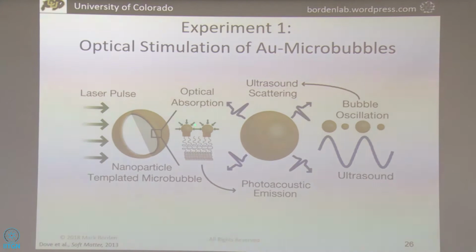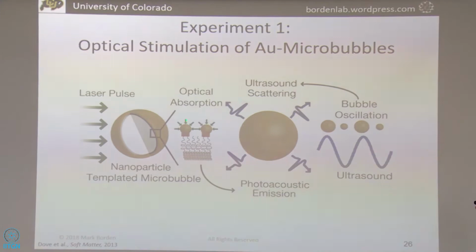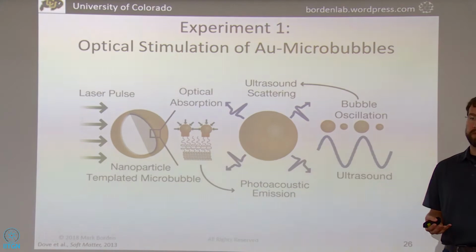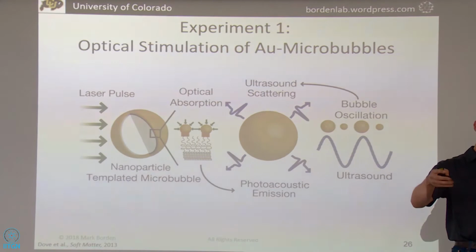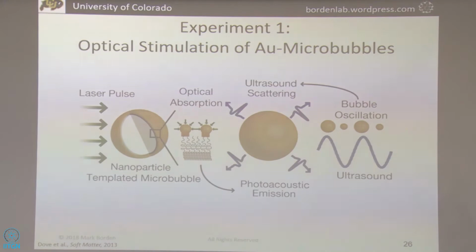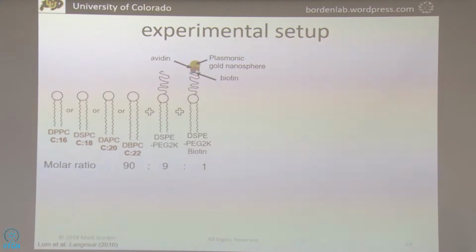Now we put these on the bubble because we wanted to stimulate the bubble. We wanted to drive the bubble with light instead of sound. So you hit these guys with a laser pulse. These guys heat up because of surface plasmon resonance. That heat then dissipates into the fluid and conducts into the gas core. So what happens to a gas when you heat it up under constant pressure? It grows, right? So if you give it a quick flash of light, then it will grow. And then once the flash of light's gone, the heat will diffuse out and the bubble will snap back and oscillate back down.